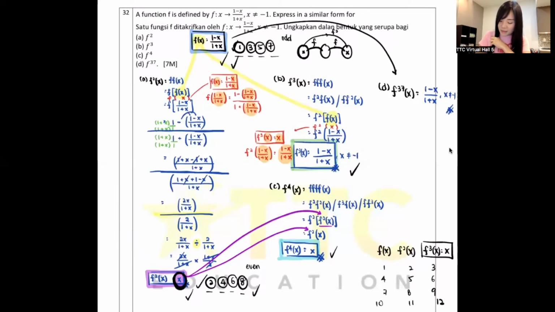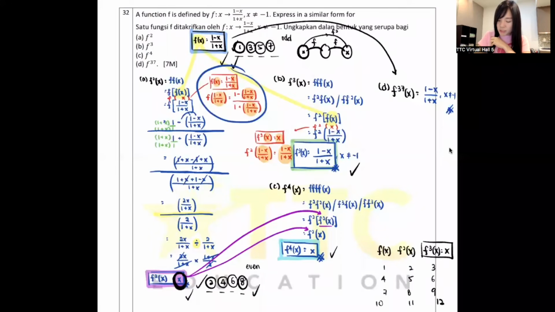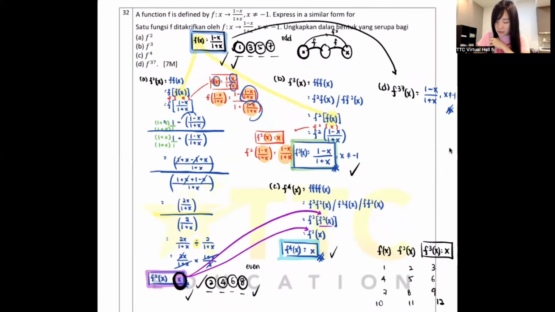You can see I sub inside this. And then from here, I continue sub fx. I even show you guys the working. So I show you guys how the x, I convert become all this.